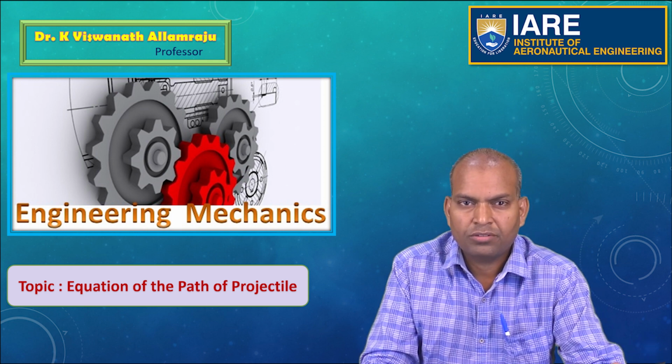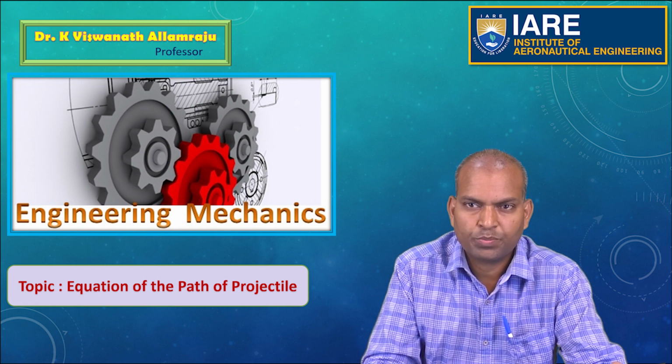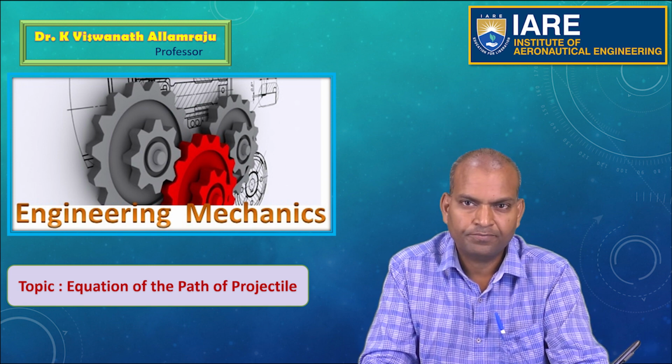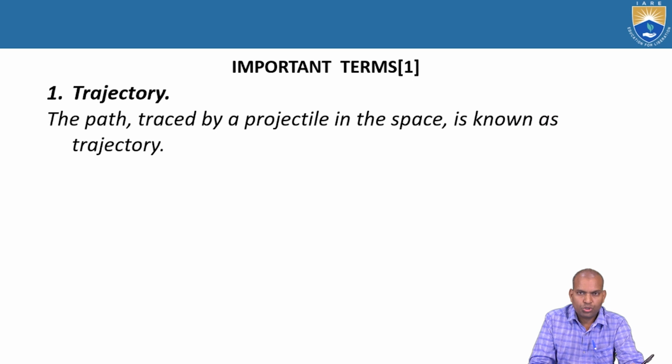In this session, we are going to study the derivation of the expression for the path of a projectile. Before starting this derivation, we have to know certain terms. The terms related to the path of a projectile: number one is the trajectory.